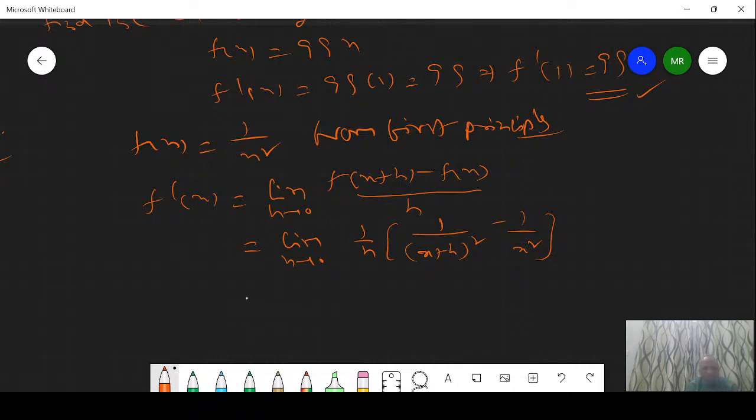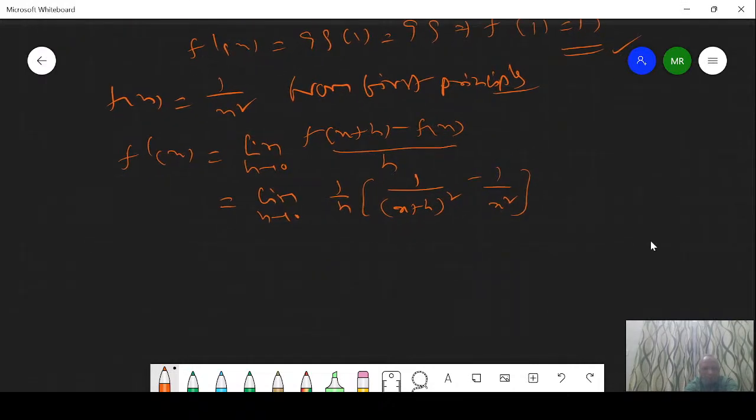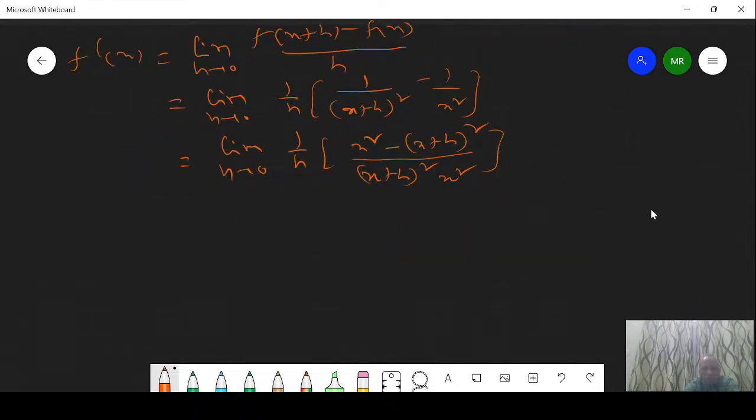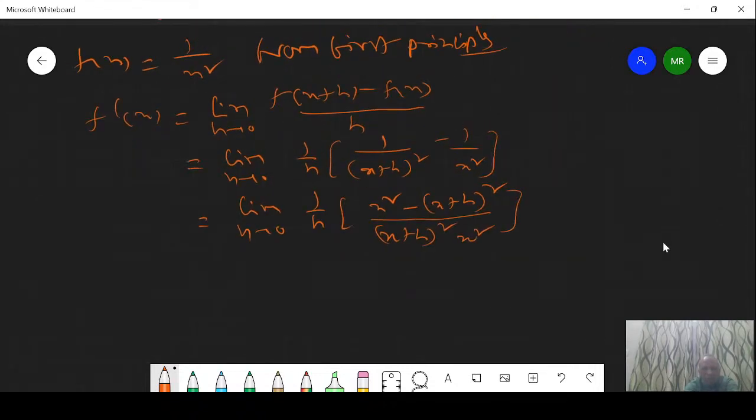Now I can write limit h tends to 0, 1 by h. You take LCM. It comes x square minus (x+h) whole square, by (x+h) whole square into x square. Correct. Now in the numerator you can apply a plus b, a minus b. You have taken like this.